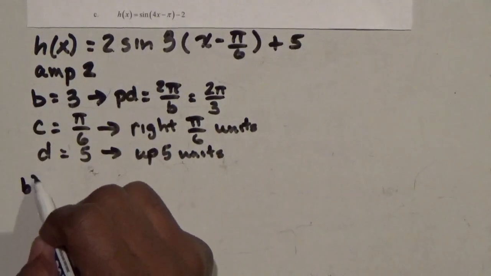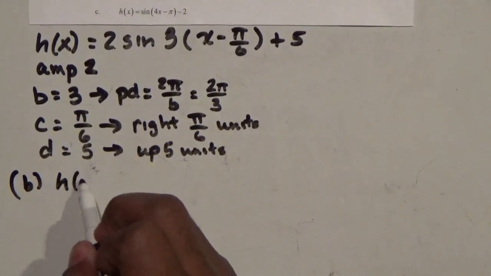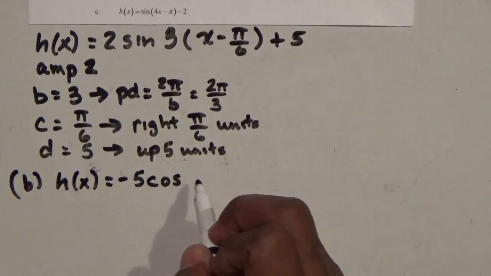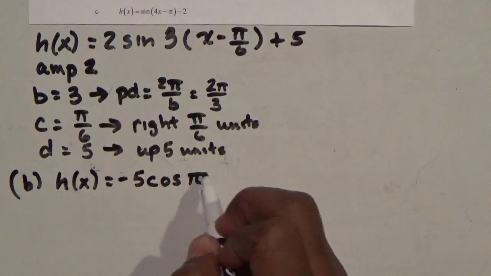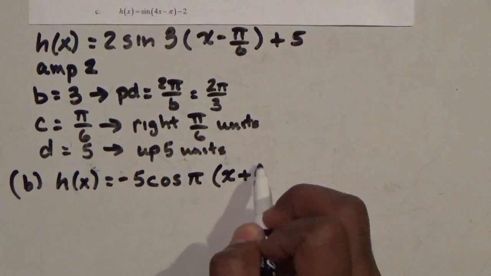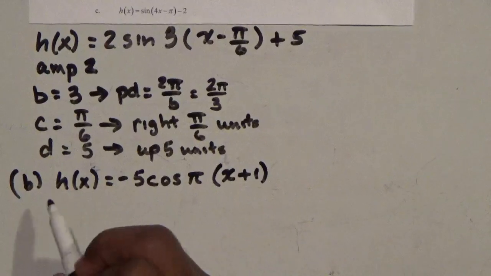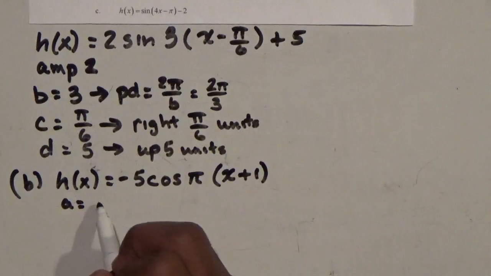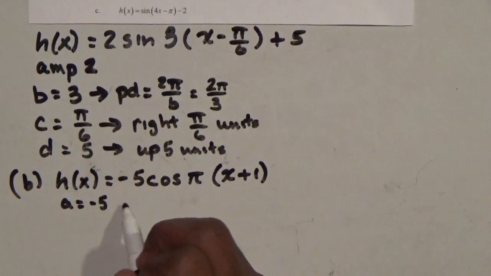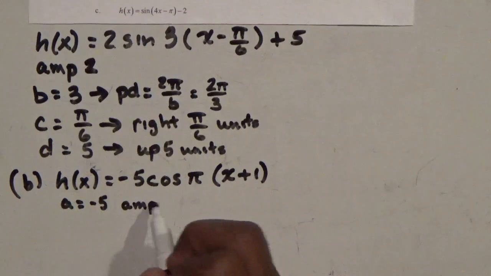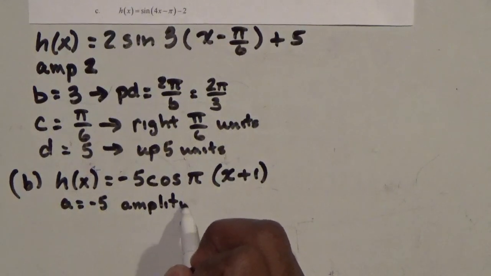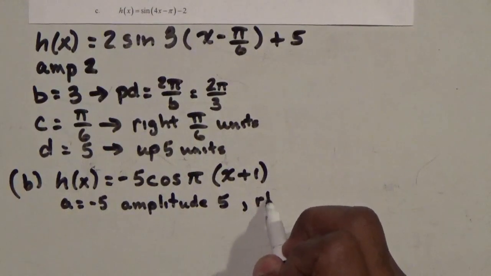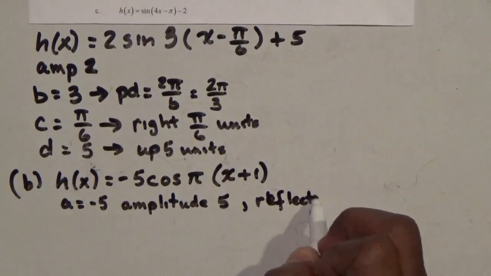Problem B, h of x is equal to negative, so that's going to be a reflection, cosine pi times x plus 1. In this case, A is equal to negative 5, but the amplitude is always positive, so the amplitude is 5, and it's also reflected about the x-axis.